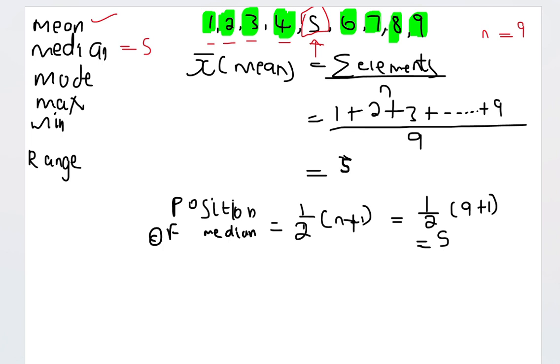So you can either do it manually by counting, or you can first determine the position where the median will be found. And this 5 here will give you the position where the median is found. And then you count until that step.